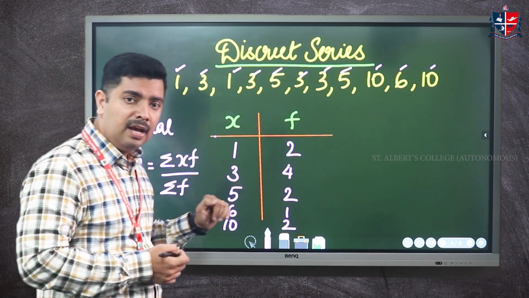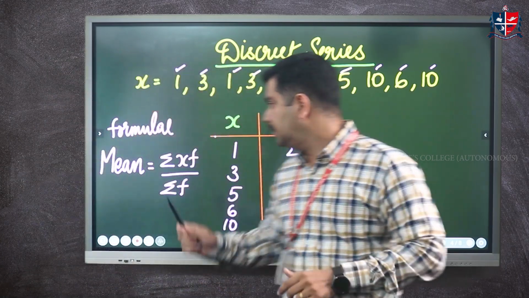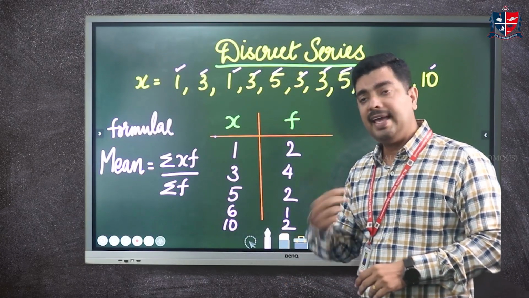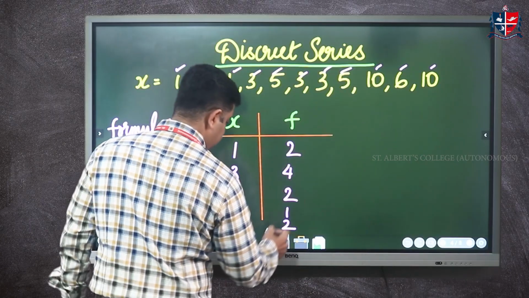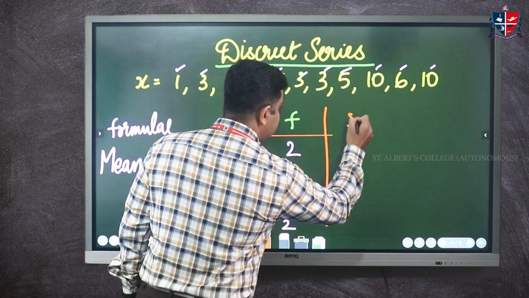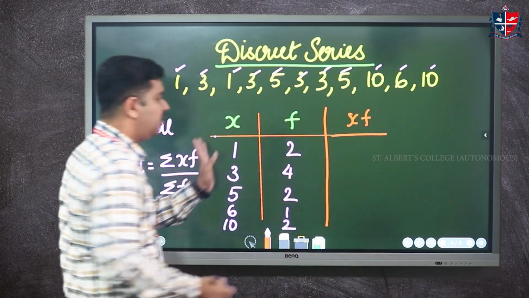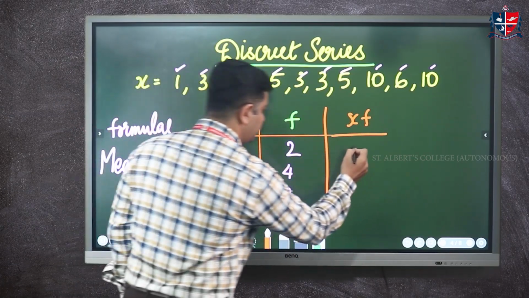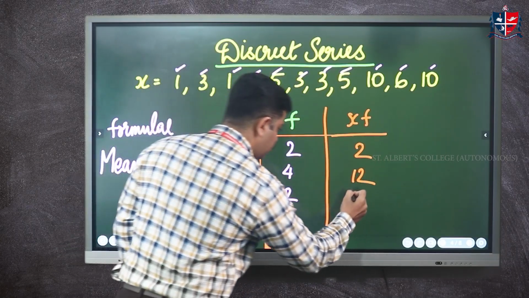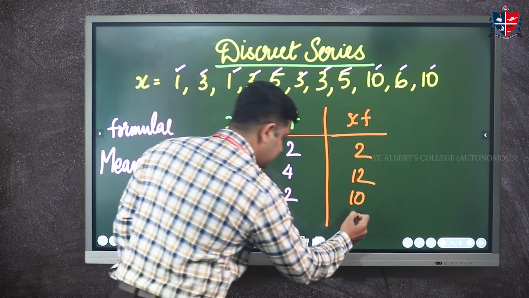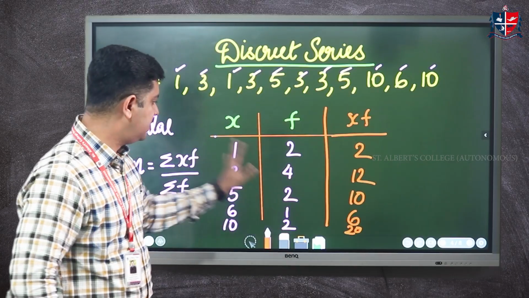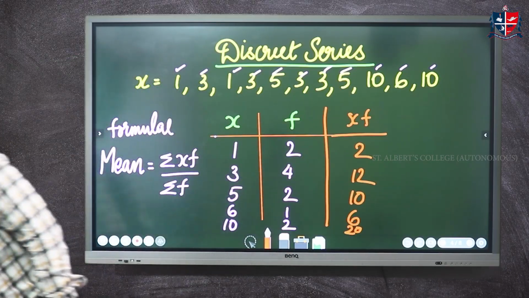The formula is very simple. You will use this particular formula, sigma xf by sigma f. What is sigma xf? You are supposed to find xf. What is xf? Multiply them. Just multiply them. 2 into 1 is 2. 4 3s are 12. 5 into 2 is 10. 6 into 1 is 6. 10 into 2 is 20.